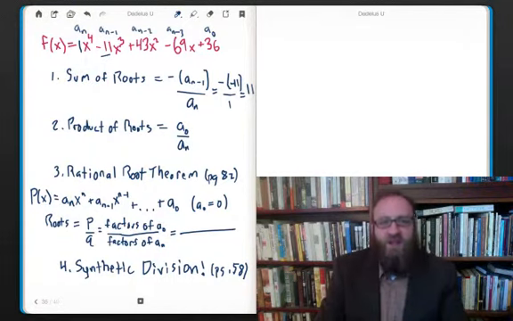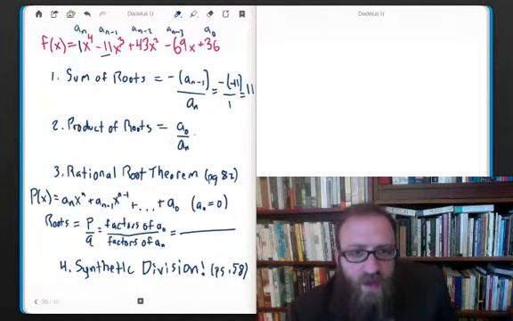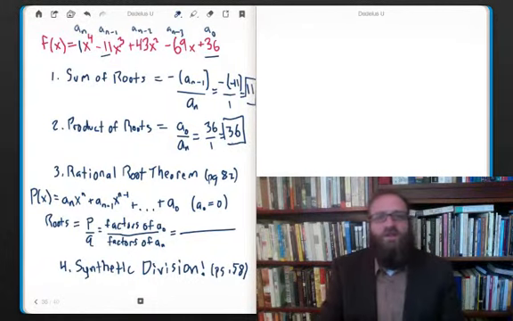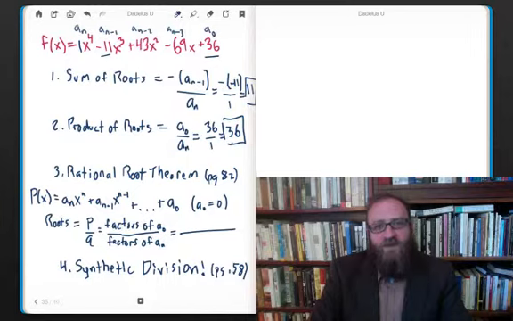Let's take a look at the product of the roots. The product of the roots is a simple and elegant formula. It's a sub 0, which was the constant at the end, 36, divided by a sub n, which we know is just the 1. So again, 36. Okay, so we know the sum of the roots is 11. We know the product of the roots is 36. When we find the roots, we'll come back and see if we've confirmed numbers 1 and 2 here.